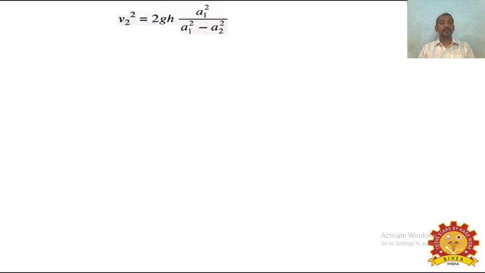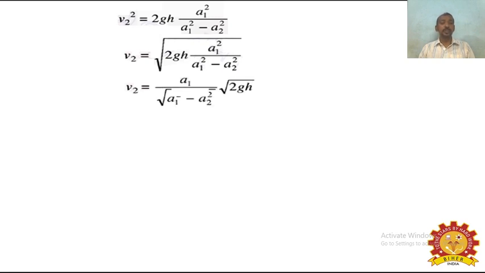So I have to find the V2 value. The square moves to the other side, meaning the square root. So V2 is equal to root of 2GH into root of A1 square divided by A1 square minus A2 square. The A1 square I will take to the root, so finally I get A1. So V2 is equal to A1 divided by root of A1 square minus A2 square into root of 2GH.